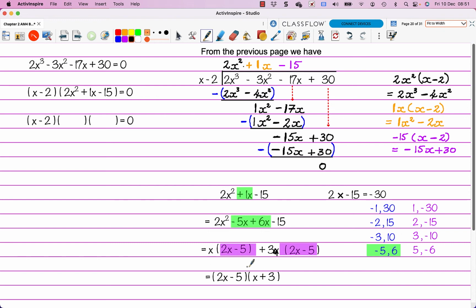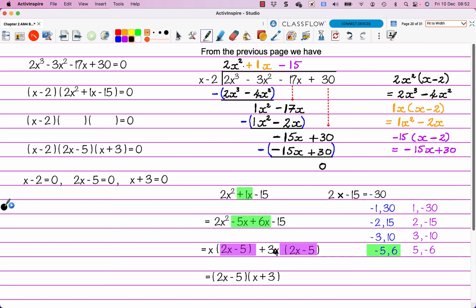Okay, once we've done this, once we've written this down, we can put this back into the equation up here. So there it is. So now we can continue. Here's our 3 factors, and now we're going to continue to actually solve it. So what we have here is we've got x minus 2 is equal to 0. We've also got 2x minus 5 is equal to 0. And we've also got x plus 3 is equal to 0. And then from that, we can go on to finish the problem.